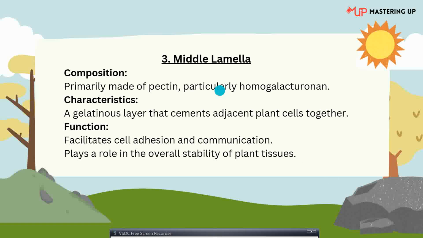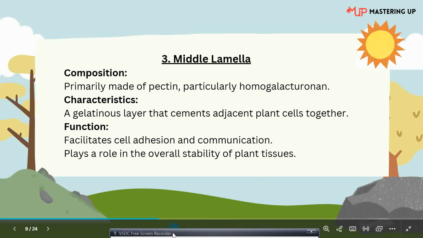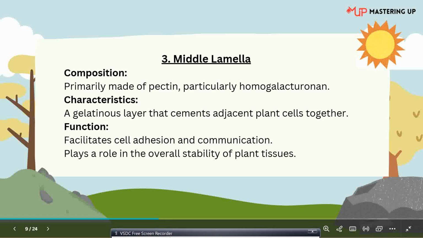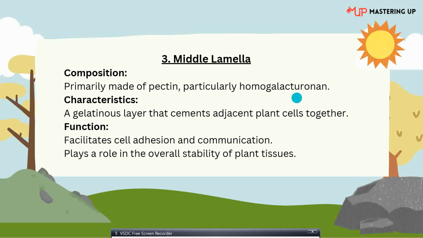Now coming to the middle lamella. In composition, it is primarily made of pectin, particularly homogalacturonan. I mispronounced it earlier. It is basically a linear polymer, but we don't need to know about all those details. So the composition of the middle lamella is pectin, and particularly homogalacturonan is present.